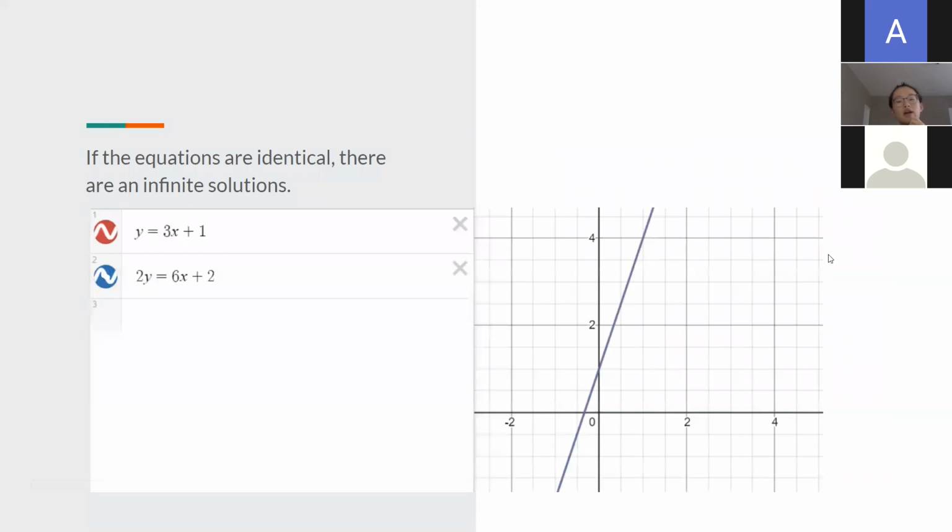If the equations in the system are identical, that means that there's an infinite amount of solutions. That's because the lines theoretically will cross every time. You can see in this graph that I graphed in Desmos, the red line is y equals 3x plus 1, and the blue line is 2y equals 6x plus 2. I hope you can see the graph. Basically you can't differentiate either line because the red line maps right onto the blue line. That's why you just see that purple line.